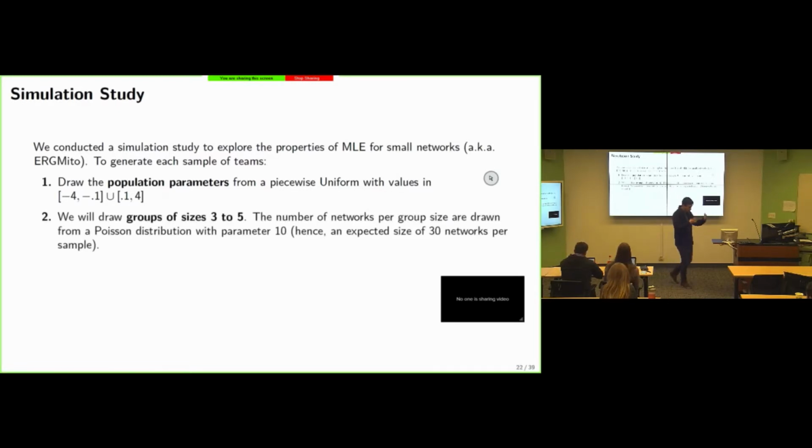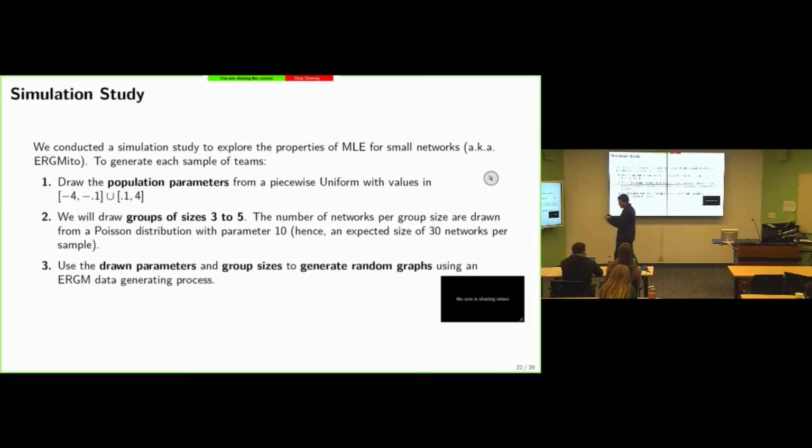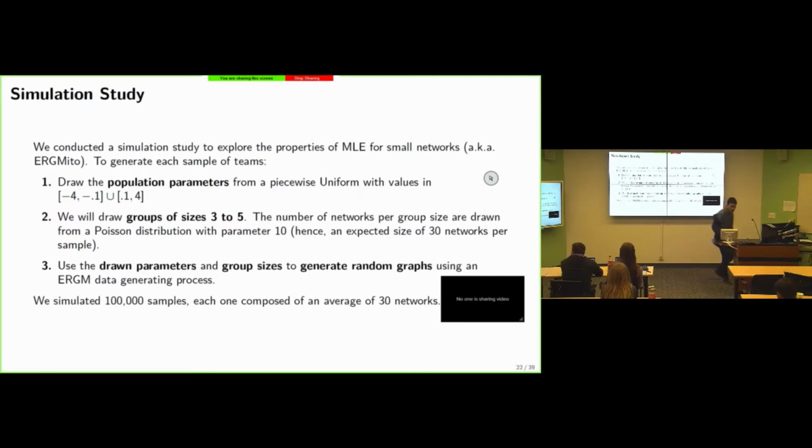Once we have the population parameters for that particular sample, we decided what will be the distribution in terms of the group sizes. So we drew this from a Poisson distribution with parameter 10, which means that on average every sample that we generated had about 30 networks, okay? And with the sizes of each group and with the model parameters, we simulated random graphs from an ERGM in each one of the teams. So for each sample, we figured out how many teams we would include, we figured out what the parameters would be, and with those two things, we generated the teams using ERGMs. And we simulated 100,000 of those, which should be impressive because I'm talking about 3 million networks simulated from an ERGM model, which is not common, right?